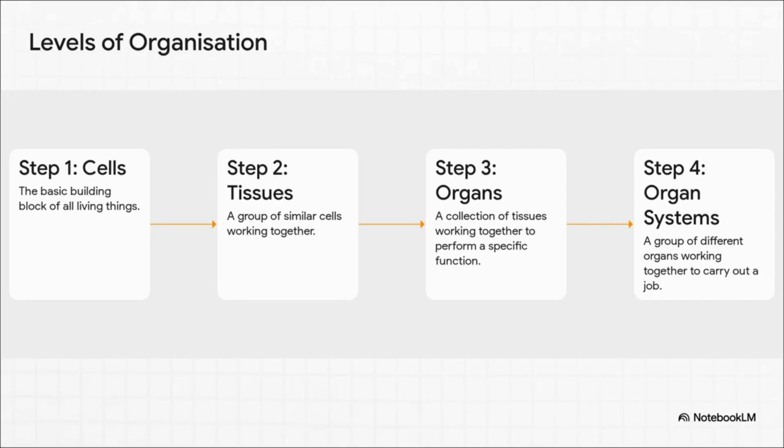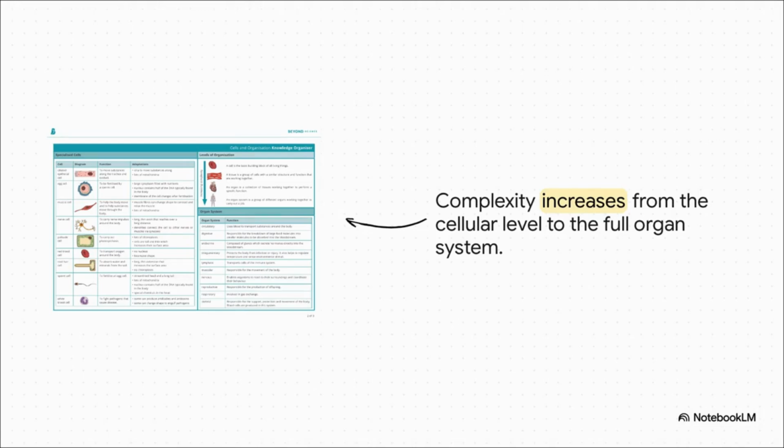The body is organized in this really clear hierarchy. It all starts with those specialized cells. Now, when groups of similar cells team up to do a job, they form tissues. When different tissues combine for a specific function, they create an organ, like your heart. And finally, when a group of organs work together, you get an organ system. You can really think of it like a pyramid.